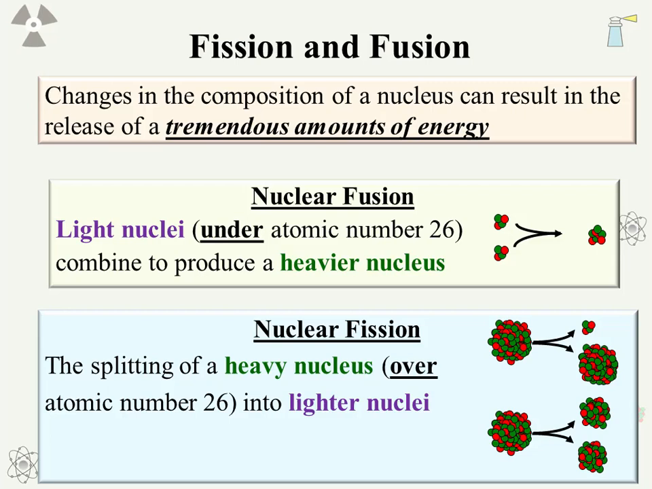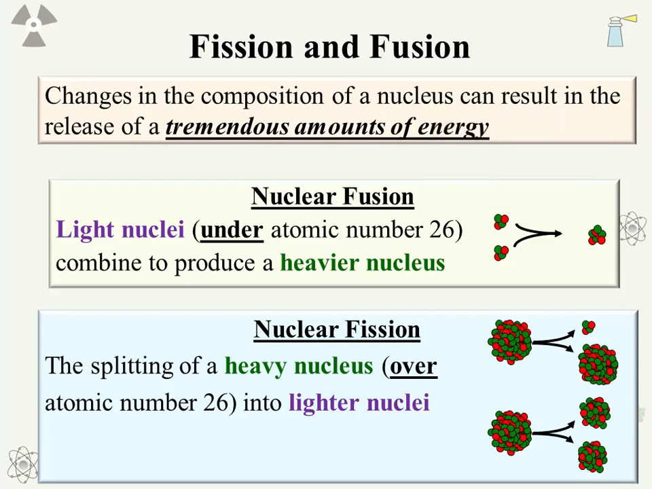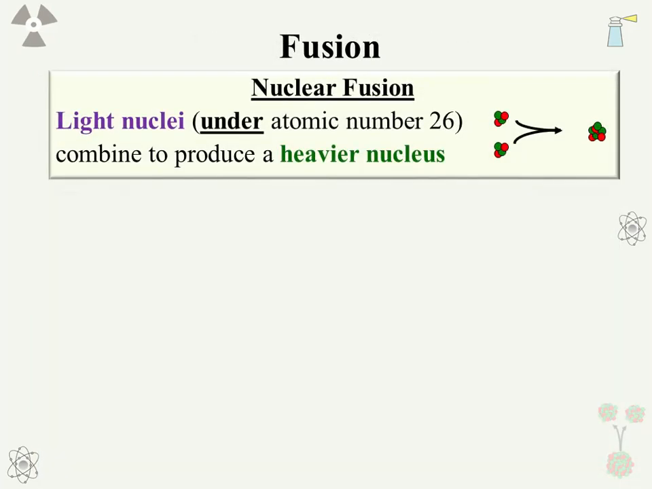One helpful trick is to remember that the word fuse means bring together, and by extension, fusion is bringing smaller nuclei together. We will look at both fission and fusion in some greater detail, starting with nuclear fusion. The conditions for fusion to occur are not present on the surface of the Earth, but fusion is still the source of all life on the planet.